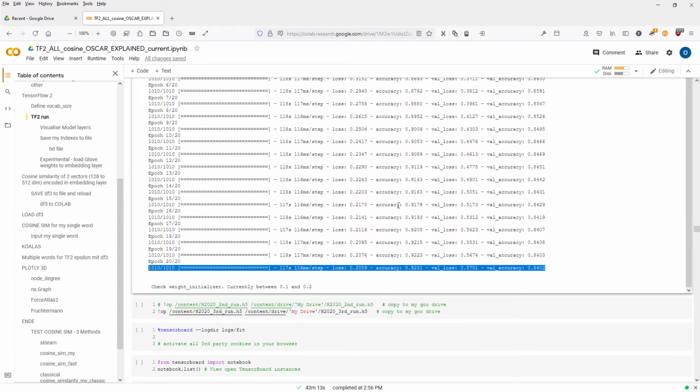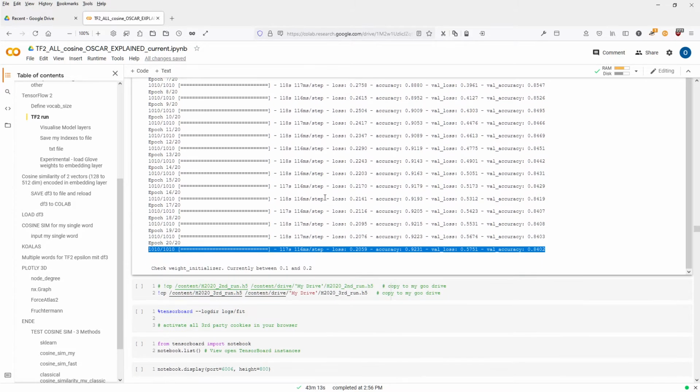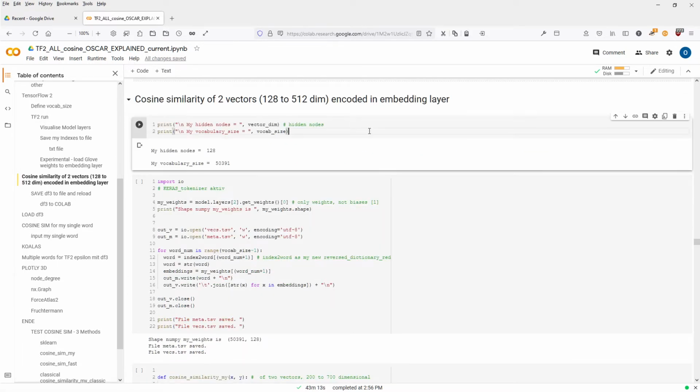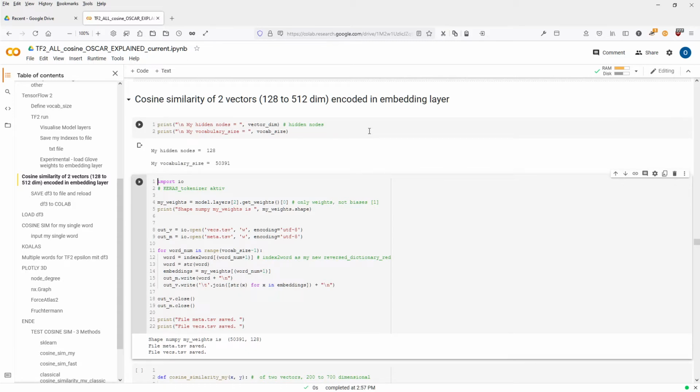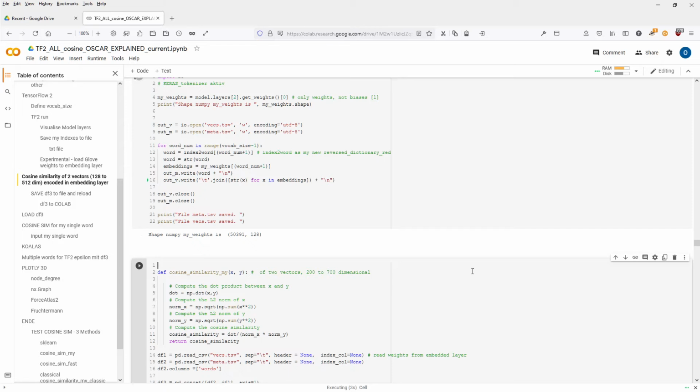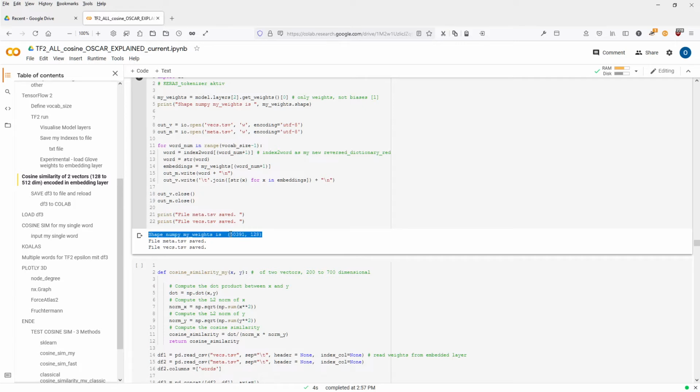So this means we have our weights from the hidden layer. This is great. So now what we're going to do is deduct the weights, and we save it to 2 files. And we have now a file with the name meta and a file with the name vectors, a TSV file, where we have our 50,391 words and a 128-dimensional embedding of each and every word in our vocabulary.